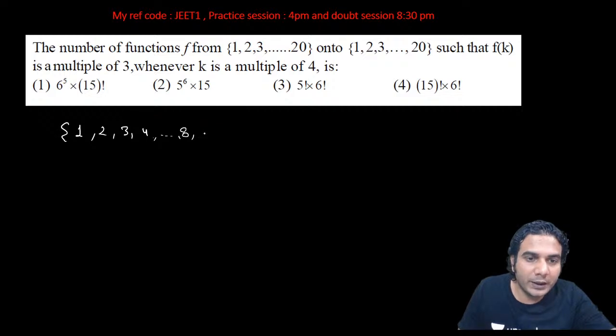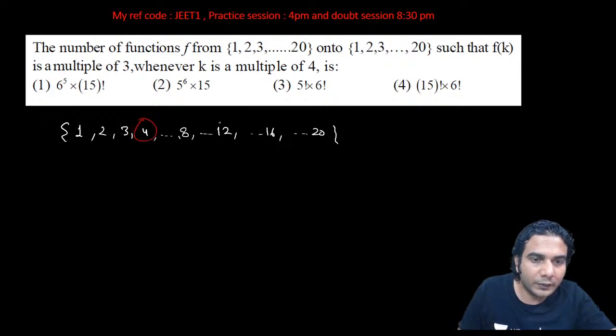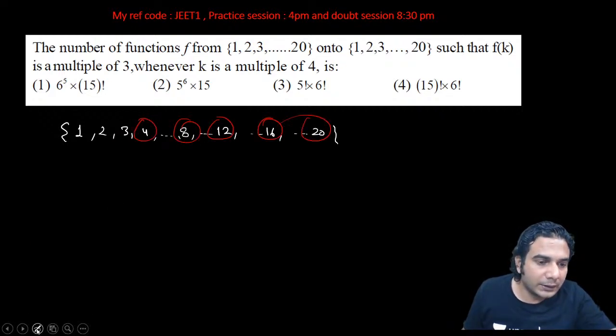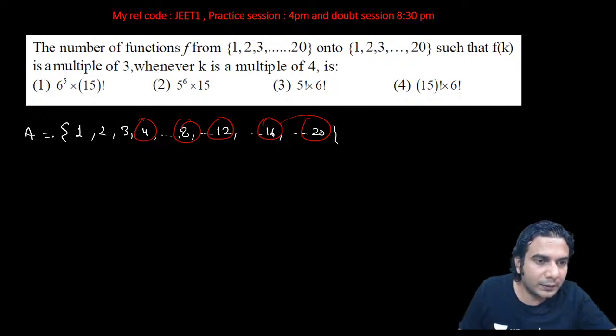So how many inputs do you have which are multiples of 4? 4 itself, 8, 12, and then 16, and then 20, right? So these are the numbers which are multiples of 4, 5 numbers. So you have one condition that these elements must map to those elements of set B which are actually multiples of 3.